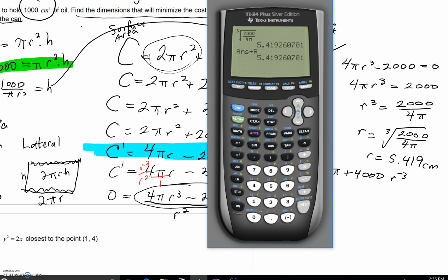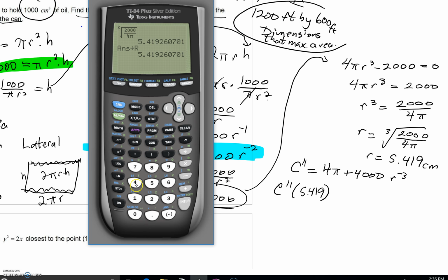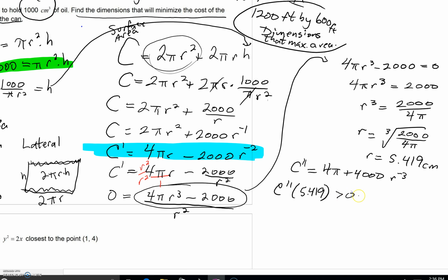So that's why I even stored it. You know, I could write out 4 pi, and of course right here it doesn't matter as much. I could have even used the answer button instead of storing it. But I could say, look, if I want to find out what my second derivative is, when I have 4 pi plus 4,000 r to the negative third, you can see very fast you get something positive, 37.699. So we're concave up for our cost function, aren't we?